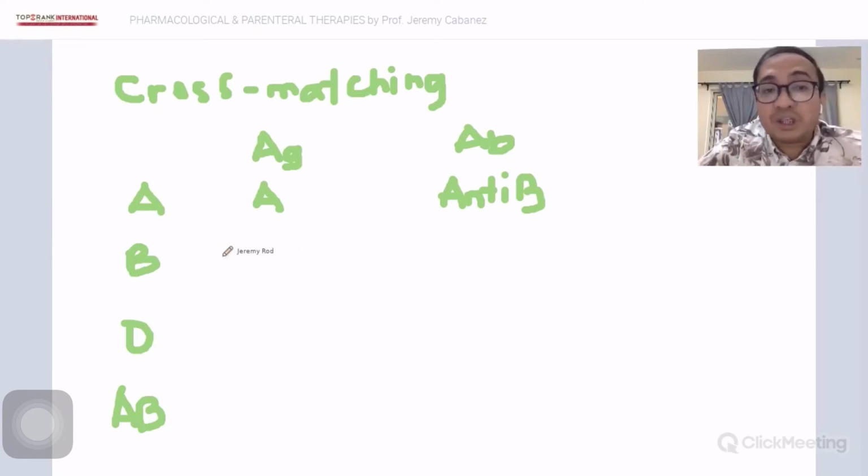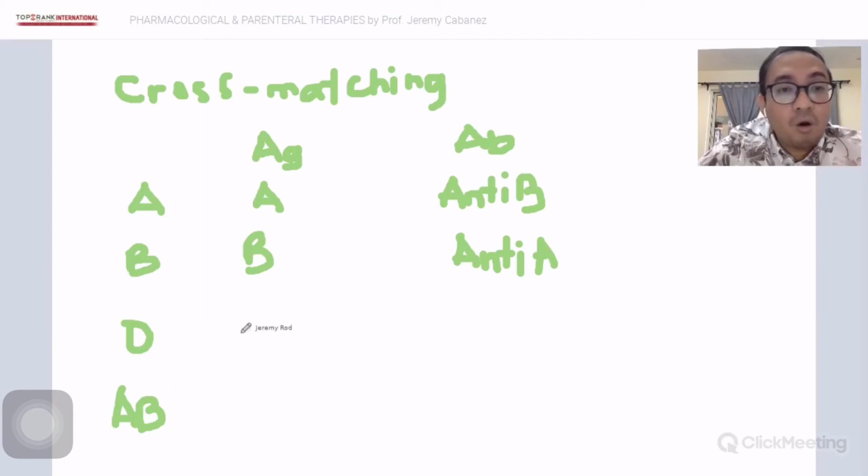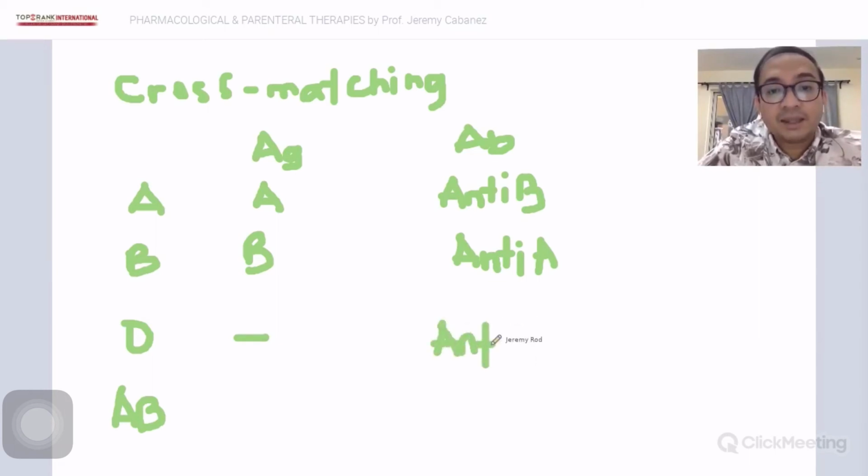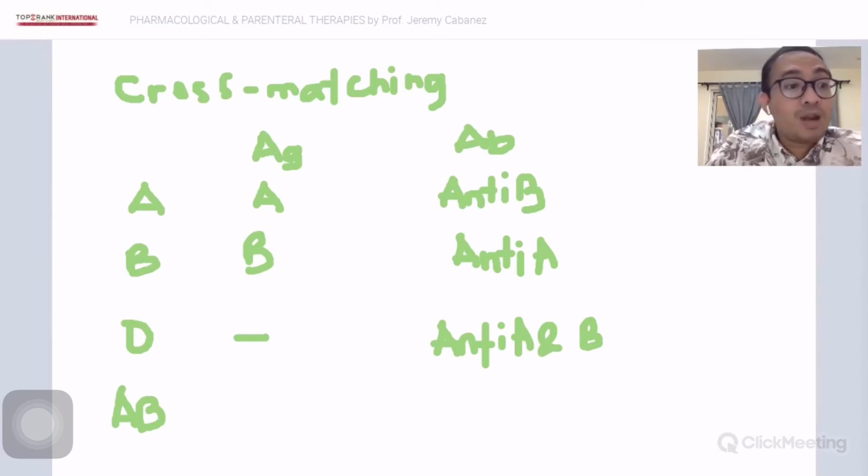How about B? Vice versa lang ito, no? Ang antigen ng B is B. Anong antibody ng B? Meron siyang anti-A. So kapag B ang patient, never give a type A blood. Next, O. May antigen ba? Wala. None. That is why O is considered a universal donor, kasi wala siyang antigen. However, it has antibody against A and B. So therefore, yung O universal donor, pero hindi siya pwedeng tumanggap kahit kanino. Sa O lamang po siya tatanggap.